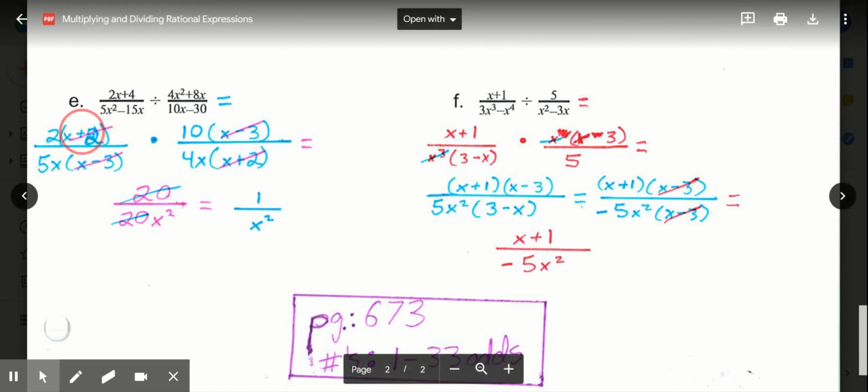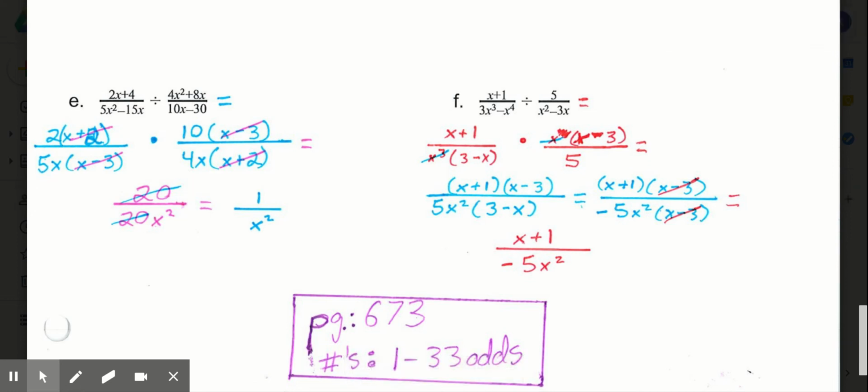Now, x plus 2 on top, x plus 2 on bottom cancel. x minus 3, top and bottom cancel. So on top, we have 2 times 10, which is 20. On bottom, 5x times 4x, which is 20x squared. The 20s now cancel, and we're left with 1 over x squared.